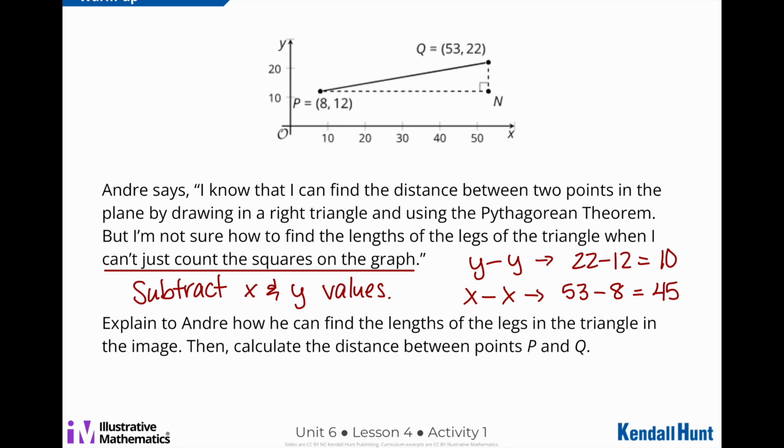So using 10 and 45, I would like you to now do the Pythagorean theorem using those as the side lengths of your triangle and calculate the distance between P and Q.